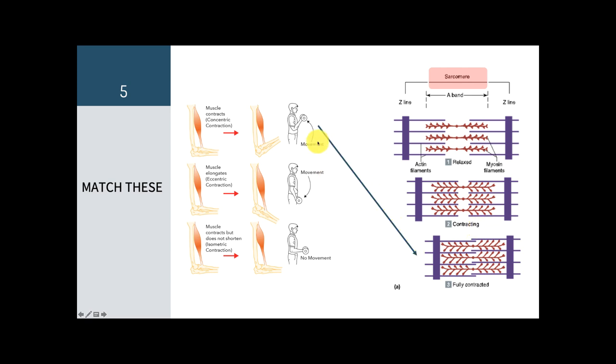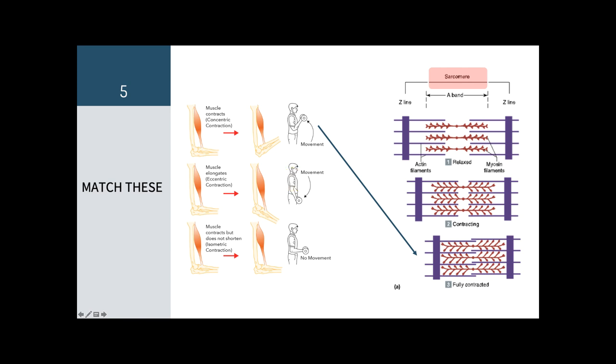All right. So when we have full contraction, we have the Z lines very close to one another. And the Z lines are close to one another because these myosin heads are pulling the actin inward. Okay. Now, what about this one? We have the eccentric contraction, which is a fully elongated muscle.